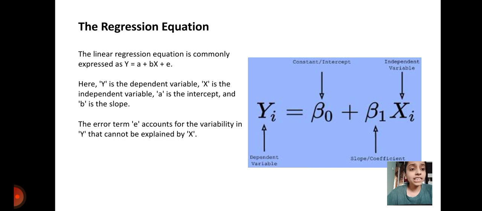Next, the regression equation. The regression equation is commonly expressed as y = a + bx + e. Here, y is the dependent variable, x is the independent variable, a is the intercept, and b is the slope. The error term e accounts for variability in y that cannot be explained by x.